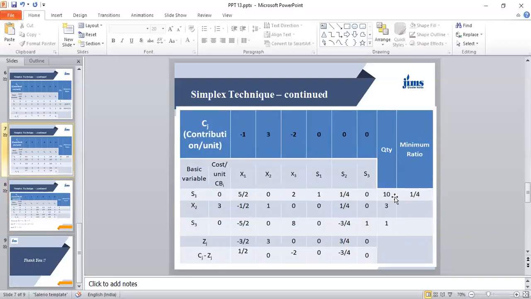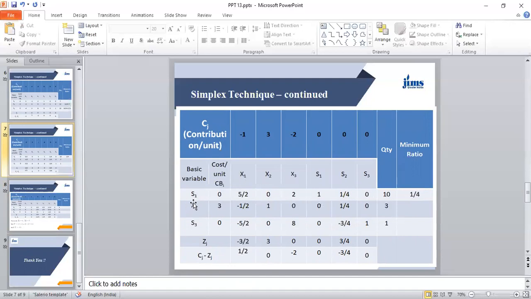So this is the key row. This is not 1 by 4, this is 4. So this becomes the key row, and this becomes the key column. So the intersection is 5 by 2, and this becomes the key element. Now what will happen? X1 will come in the next table and S1 will go.